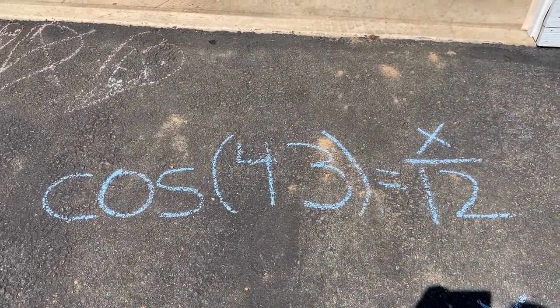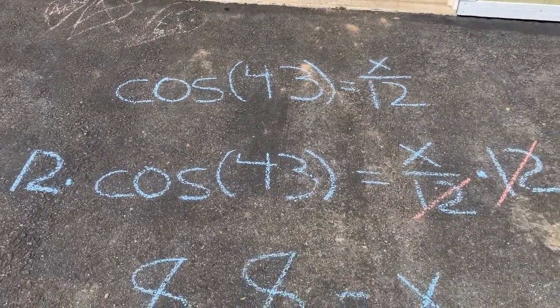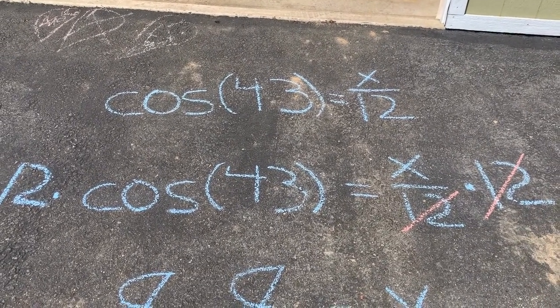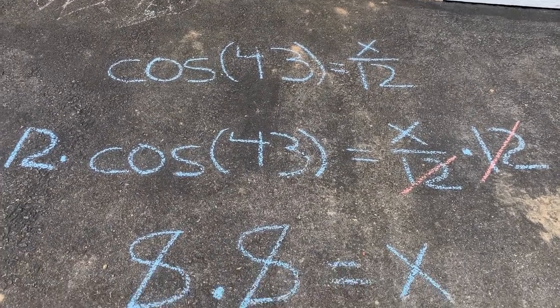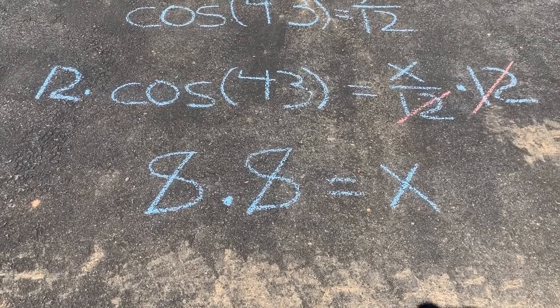Same process to solve as we did for y. First, we're going to multiply both sides by 12. And again, the same thing happens on the right-hand side. The 12s cancel out. I put this in my calculator. 12 times cosine 43. Hit enter. Round to the nearest tenth. X is equal to 8.8.